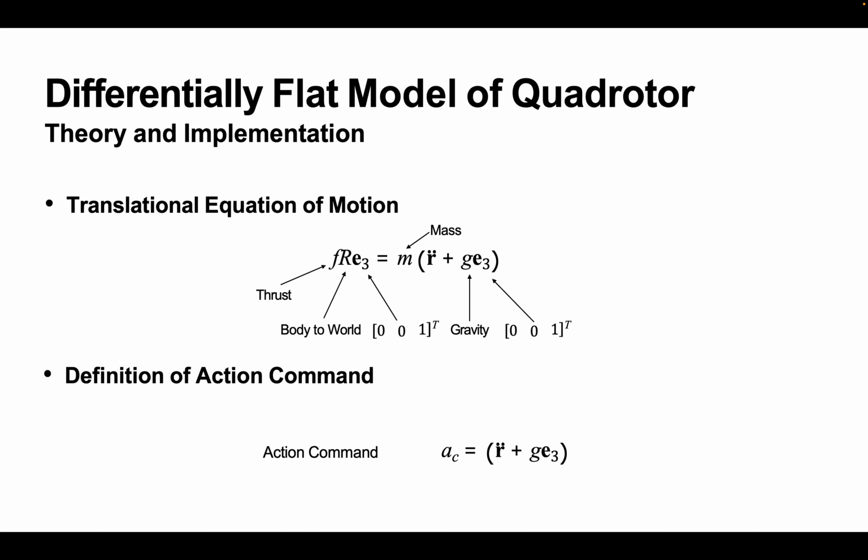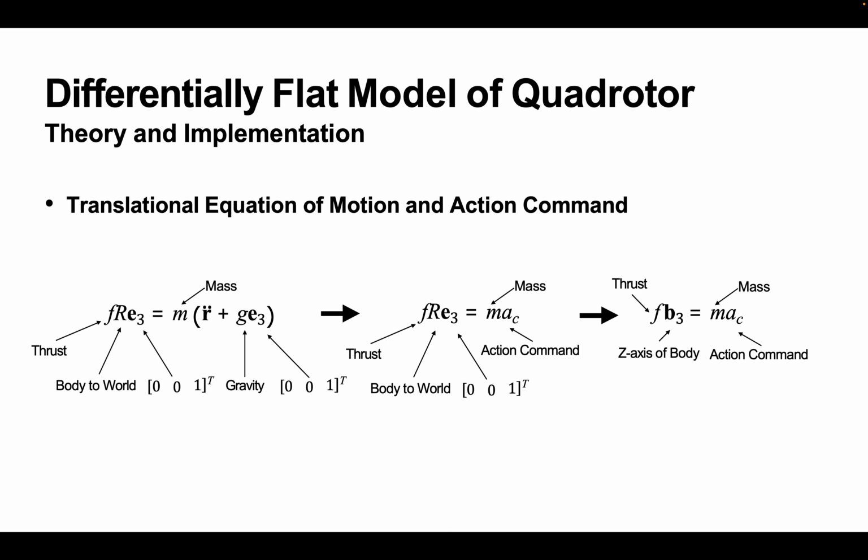By rearranging the translational dynamics, we define the acceleration command. This acceleration command is the desired translational acceleration plus the gravity compensation term. In other words, it represents the acceleration direction that the quadrotor must generate through thrust.